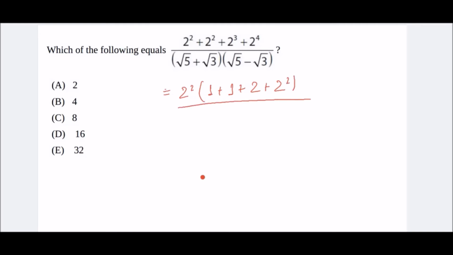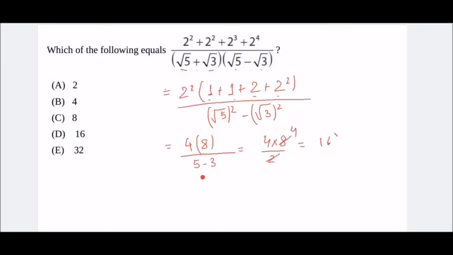And see, the denominator is in the form of a plus b, a minus b, right? So that will become a square minus b square form. So root over 5 whole square minus root over 3 whole square. Here it will become 4 bracket 8 divided by 5 minus 3. 4 into 8 by 2, and that becomes 16 value. Answer will be option D.